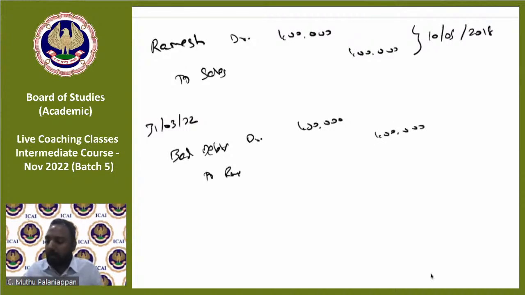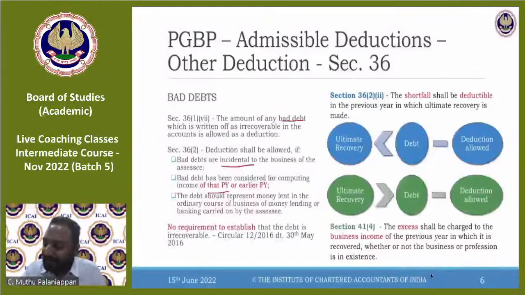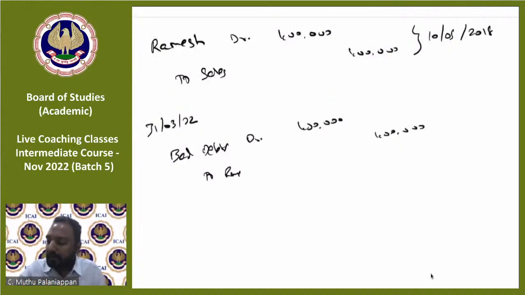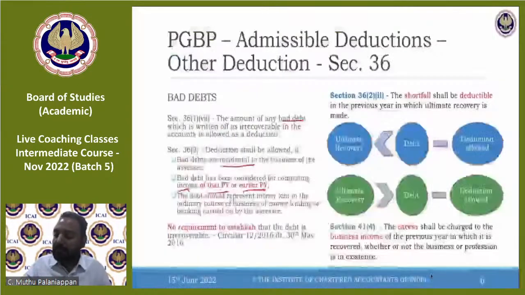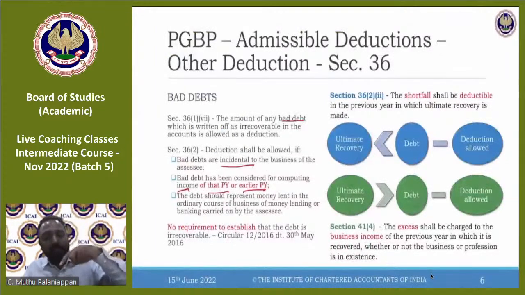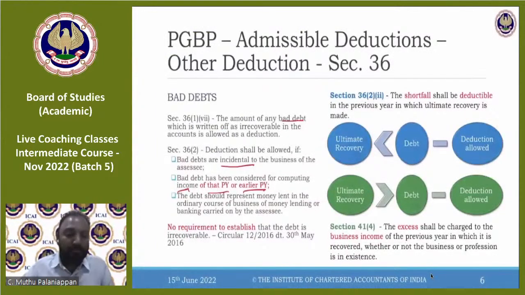Correct? Now, the provision says it must have been treated as income in the previous year or an earlier previous year. So it has been treated as income in financial year 2017-18. Whatever we sold to Ramesh was treated as income in financial year 17-18, and I am treating it as a bad debt in financial year 21-22. Clear? So it must be an income of the current previous year or some earlier previous year. That's what is said.